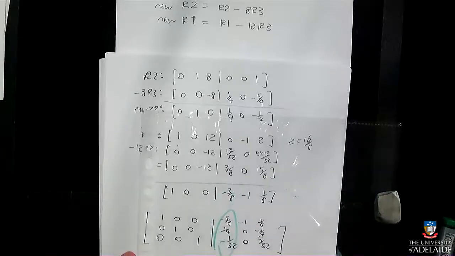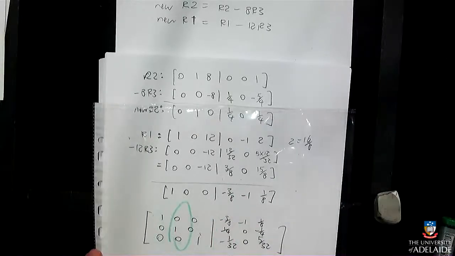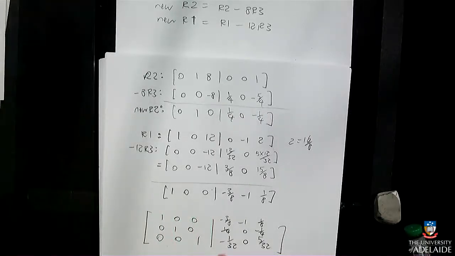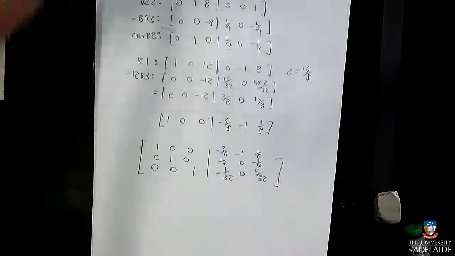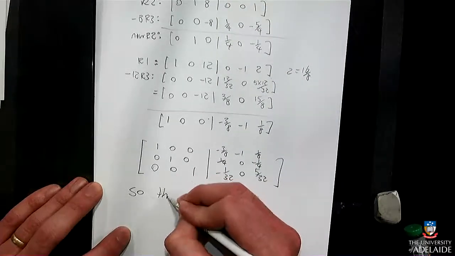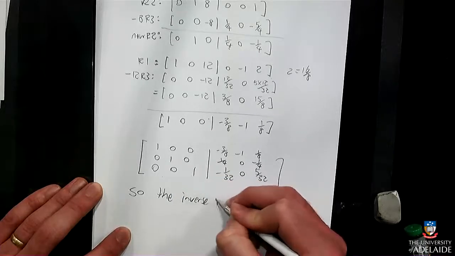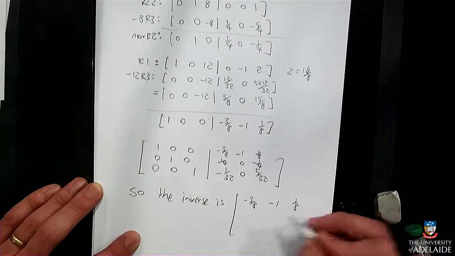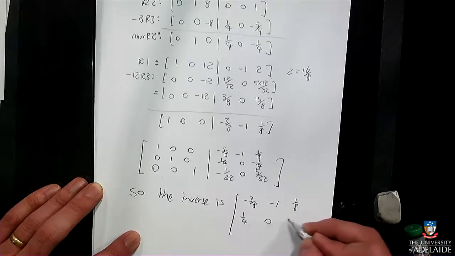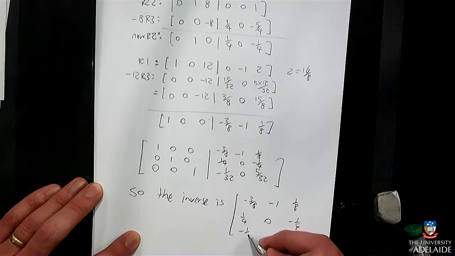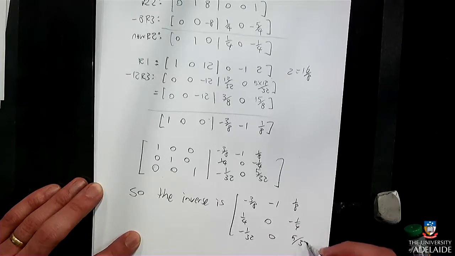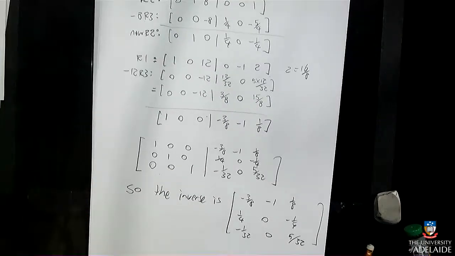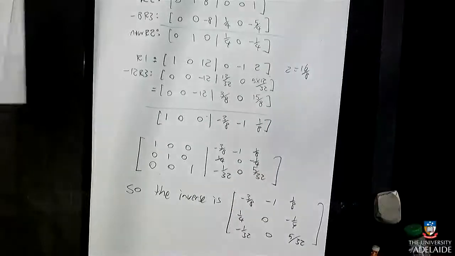And so I have the first identity column, the second identity column, the third identity column. Everything is working as it should. And so the inverse of this matrix should be this. One quarter, 0, minus 1 quarter, 1 over 32, 0, 5 over 32. Okay, and if we want to check if this really works, we're going to have to multiply the original matrix by this.